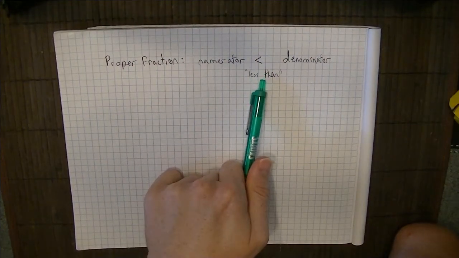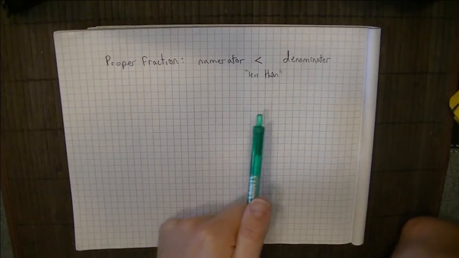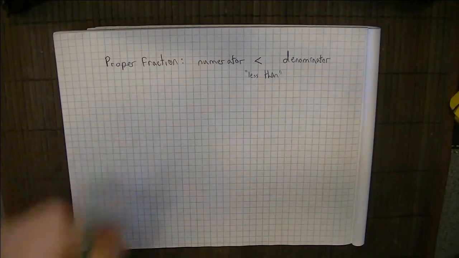Okay, this symbol means less than. Remember, the alligator eats the bigger number, so we're saying the denominator is bigger than the numerator. Okay, that's a proper fraction.